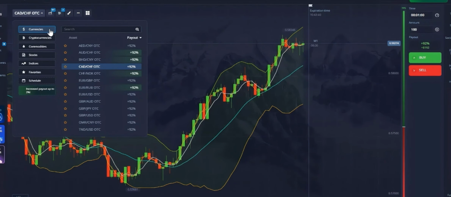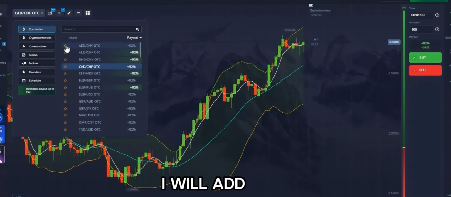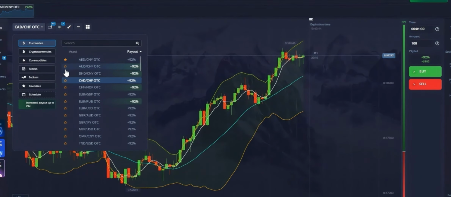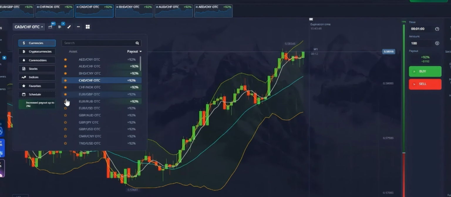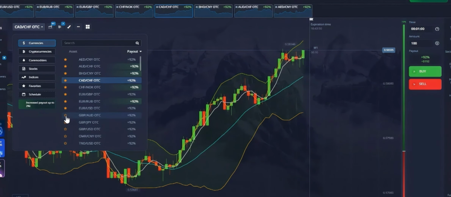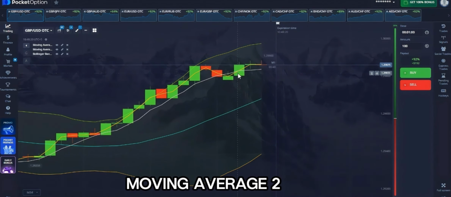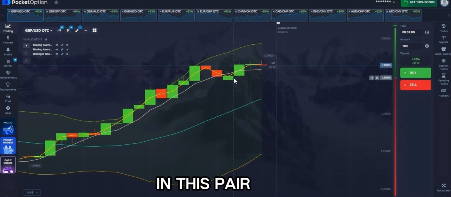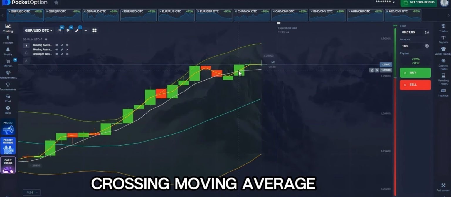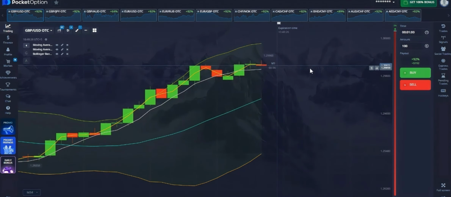I will add OTC. The moving average 2 will cross moving average 5, so we will open a buy signal here.